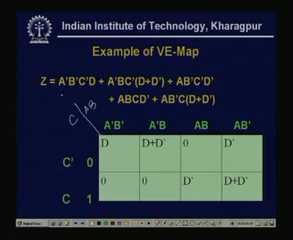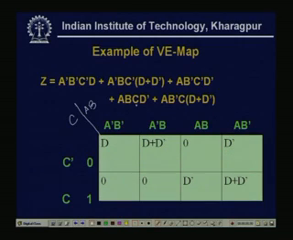So for A'B'C'D', the first one is A'B'C', so I can write the first element as D. Similarly, the second minterm is A'BC', and both D plus D' are there. There is no minterm for ABC', so it is 0. Now again, for AB'C' the fourth one, the term is D', so I write D' here.